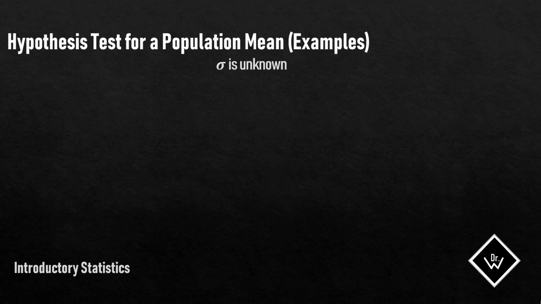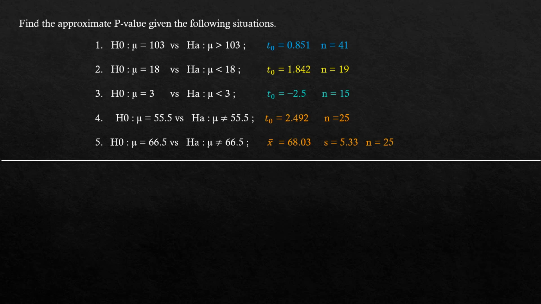Hypothesis test for a population mean. Examples: sigma is unknown. In this video, let me explain how to find the p-values when sigma is unknown.